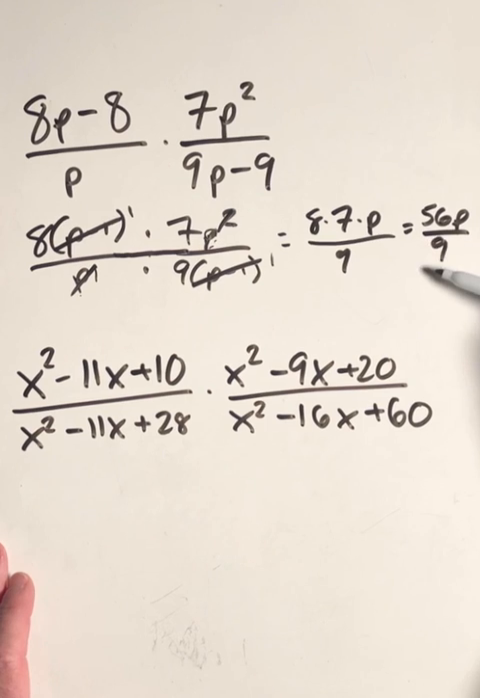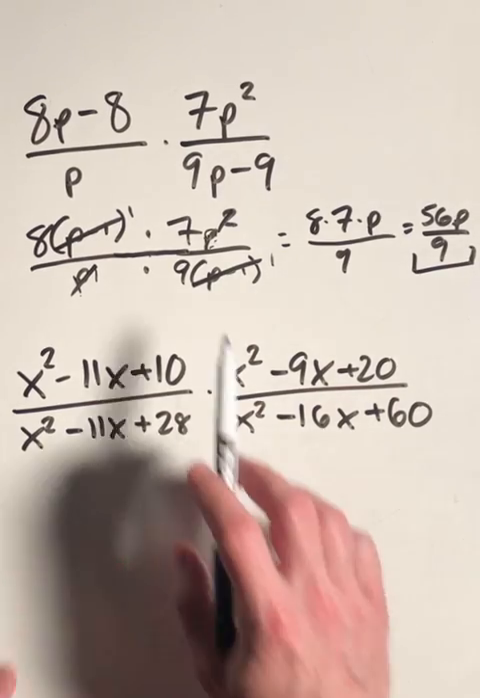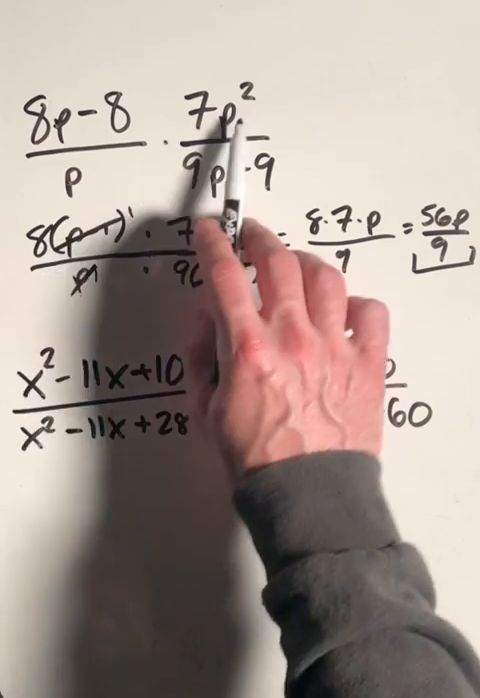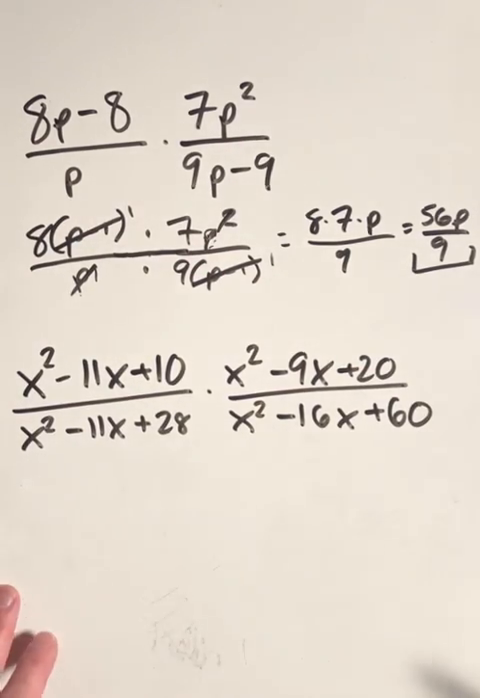So 8 times 7 is 56, so that would be 56p divided by 9. Do 9 and 56 share any common factors? It's 8 times 7. They do not. So 56p divided by 9 is the simplified answer to this. So again, we factored the binomials first and then canceled out like factors between the p's and the binomials until this is all we were left with.